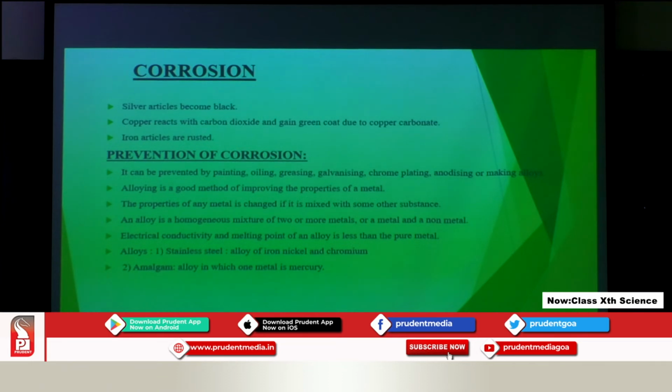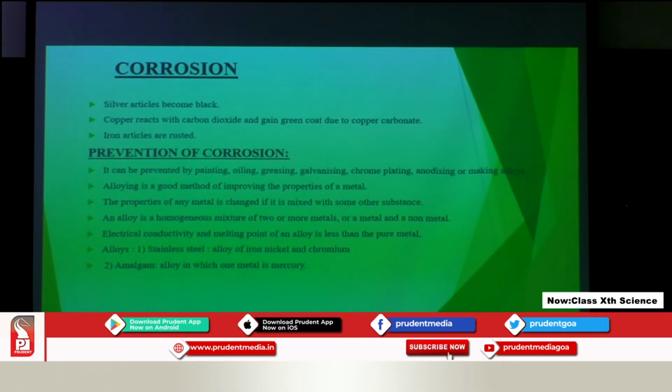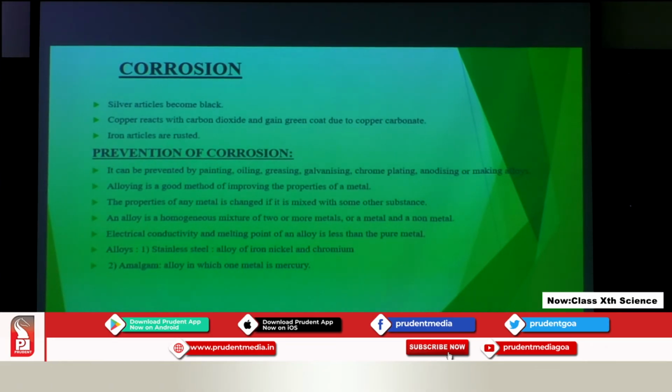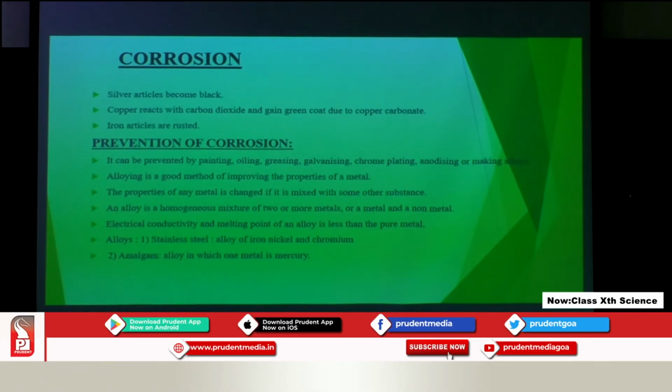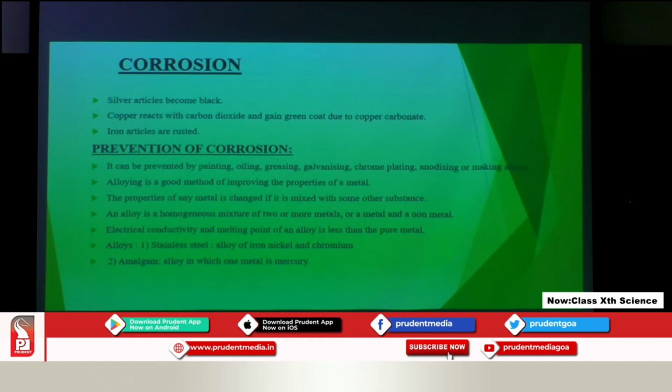Okay? You must have seen the utensils at your home which are made up of copper. After some days if they are left untouched, what will happen? They will react with carbon dioxide which is present in nature and they will form copper carbonate, which is a green colored powder, a green colored layer formed on the surface of the copper. Next is iron articles. A flaky brown substance is formed on the iron articles, which is called rust. Now, how to prevent corrosion?